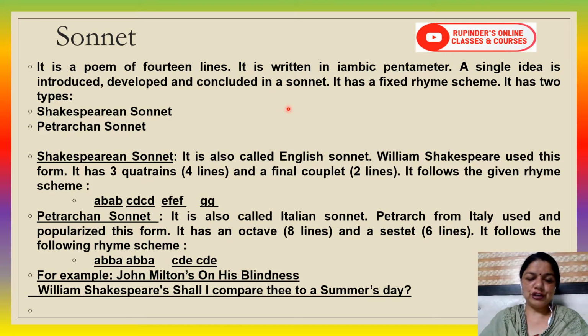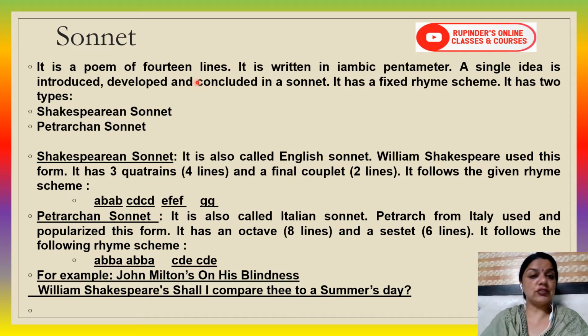So first of all, we are going to discuss a sonnet. What is a sonnet? This is a literary term that is prescribed in BA1 semester 1. So it is a poem, and I told you in previous videos that the optional pronunciation of this word is poem and a poem as well. So it is a poem of 14 lines.